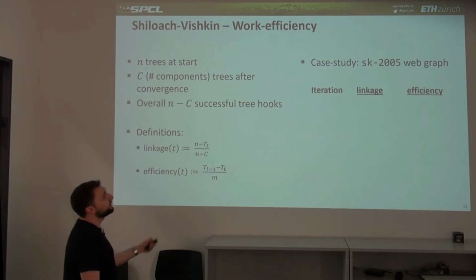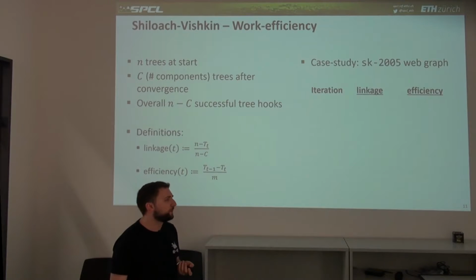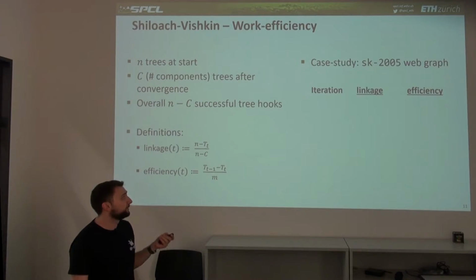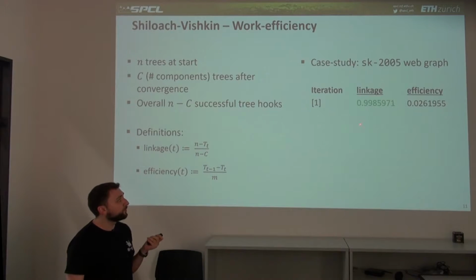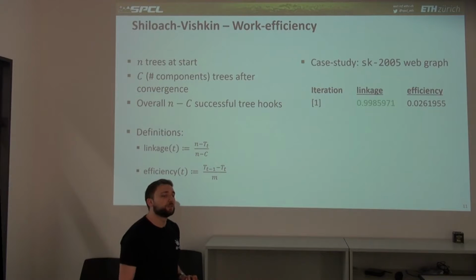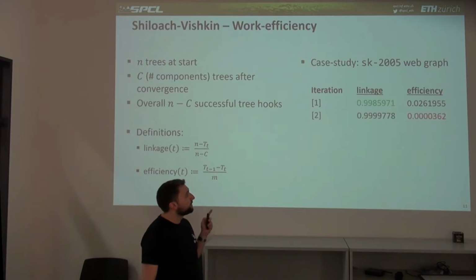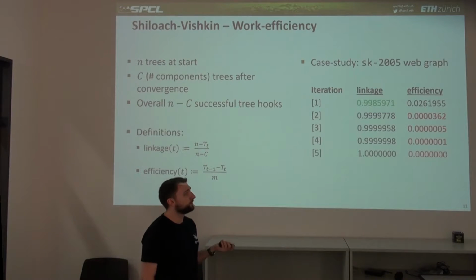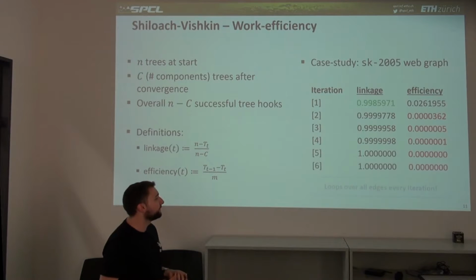If we take, for a case study, a real-world web graph, I think it contains around 1 billion edges or something like that. So it's a standard large-scale graph. We see that the first iteration of Shiloach-Vishkin already performs 99.8% of the actual work towards convergence. And the efficiency is reasonable. Of course, we have to traverse all the edges of the graph. But from that point on, the progress towards complete convergence is very slow. We're just traversing all the edges over and over again.